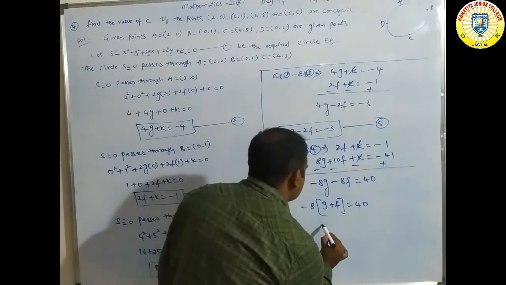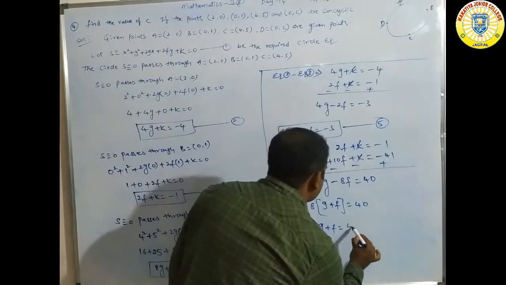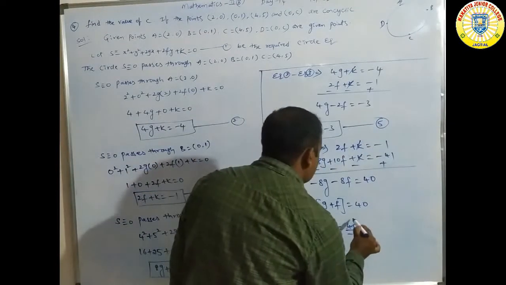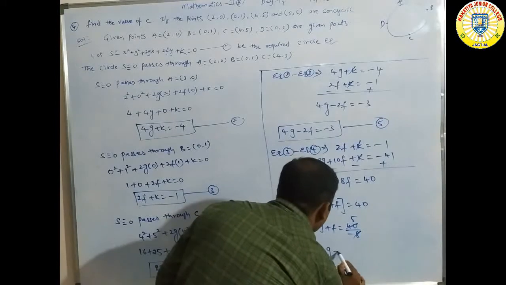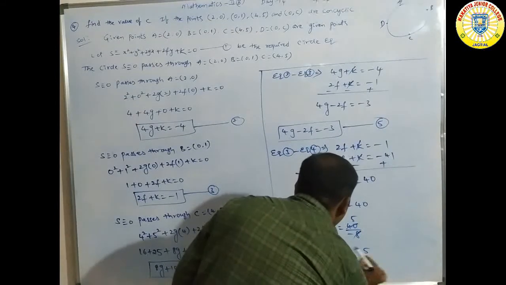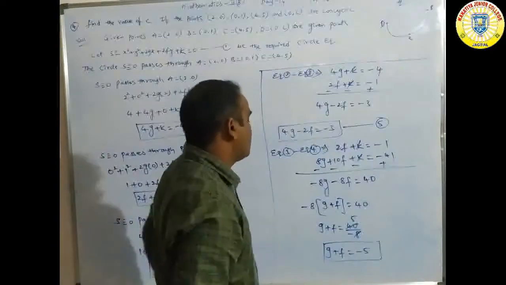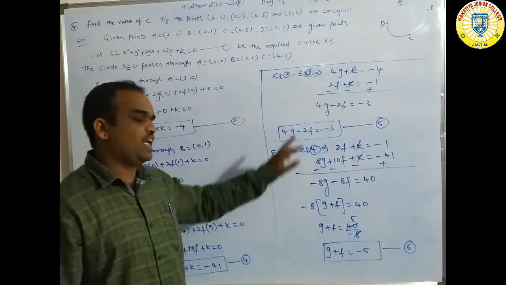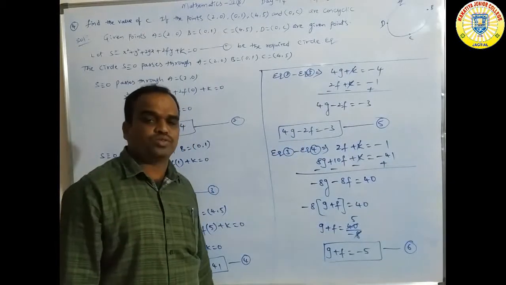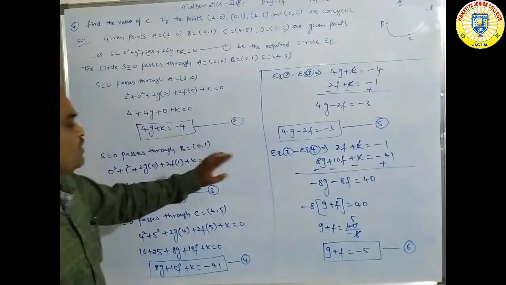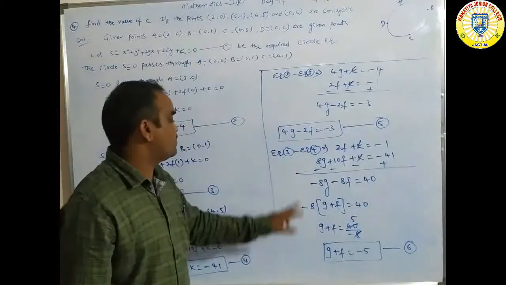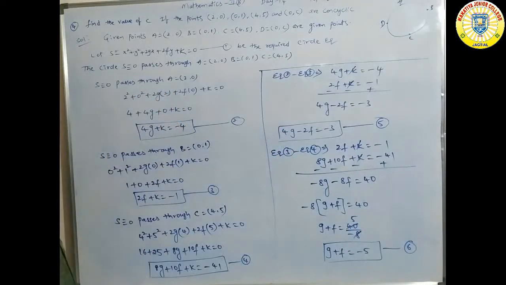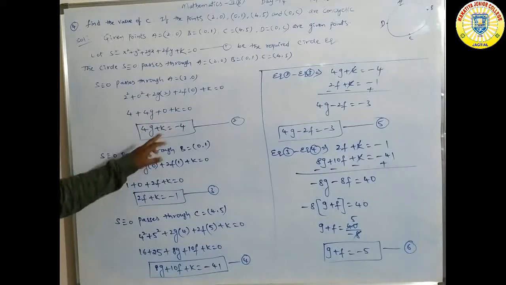Here g plus f is equal to 40 by minus 8, which is minus 5. This is equation 6. Solving equation 5 and equation 6 we get the g and f values. Thereafter we substitute the g value in equation 2 and we get the k value.